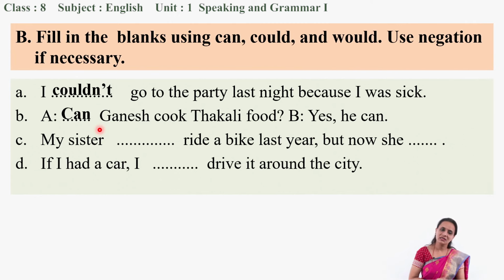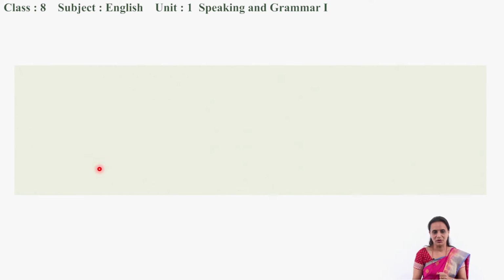Okay. Now, number C. My sister, and the blank space is here, ride a bike last year. But now see, my sister, very good. What is it? Could not ride a bike last year. It could because it's past last year. But now she can do it. Okay, she can do it. Now, if I had a car, I blank space is there, drive it around the city. It's a conditional sentence. You can see if. So, we did it, isn't it? Would. Good. Would. Okay, let's do it more.